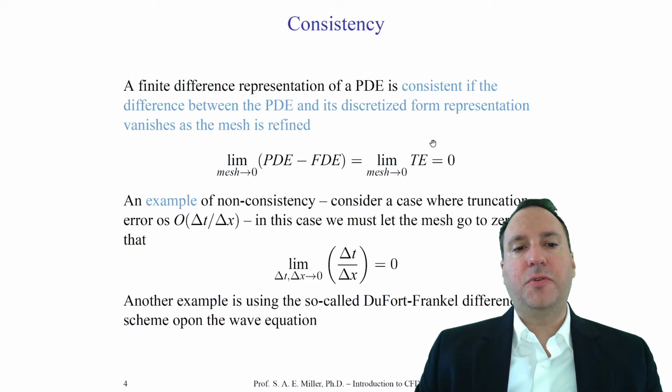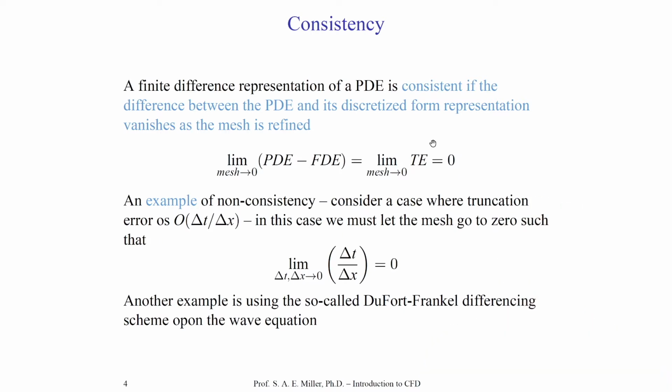A counterexample would be non-consistency. For example, consider a case where the truncation error might be first order of delta t over delta x. We would let the mesh size go to 0, such as the limit of delta t and delta x, not just spacing, but also time, of delta t over delta x go to 0. This would not be a consistent form of the equations, according to this test. There are also other types of equations in differencing, using the so-called Dufort-Frankel differencing scheme for the wave equation.